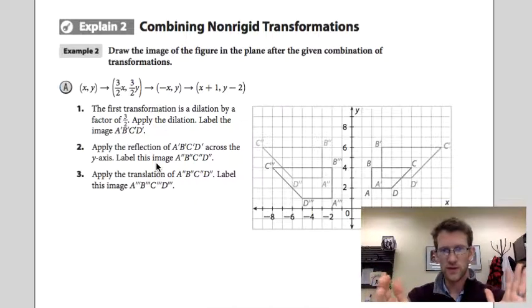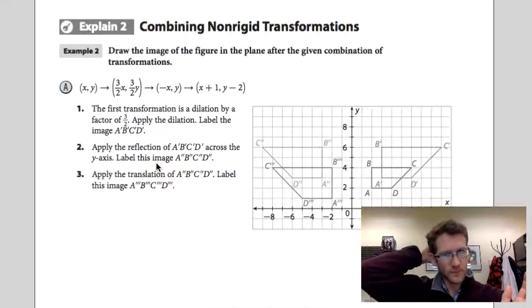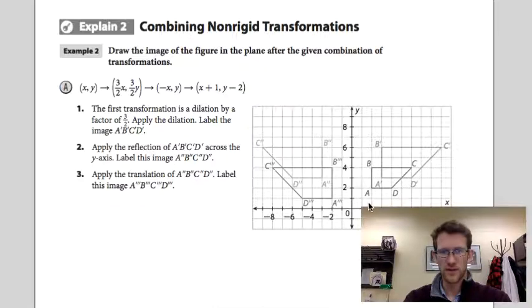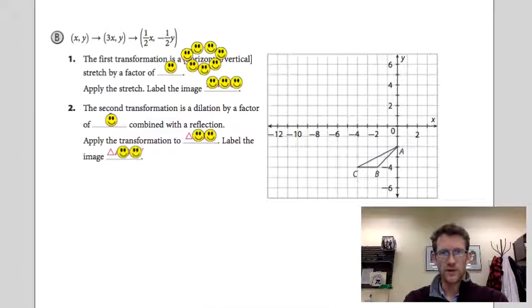Okay. We can also do non-rigid transformations. So non-rigid ones are basically dilations, and we've done dilations before. For example, this one here, we start with this small one. We do a dilation of 1.5, so it's 1.5 times bigger. We flip it over, and then we do a vector thing. So we'll try this one real quick.